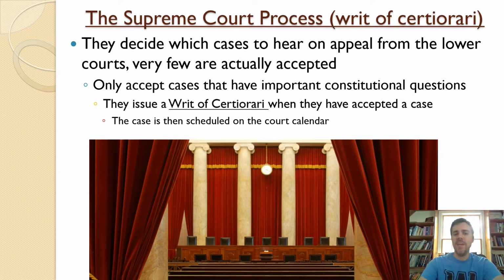At that point, they issue what's called a writ of certiorari, which I know I am mispronouncing, which is effectively just a document that says, okay, we're going to hear your case. So if you are appealing a case to the Supreme Court, you are asking for a writ of certiorari, and if they decide to hear your case, they will grant the writ of certiorari, which again means we are going to hear your case, so get ready for that.